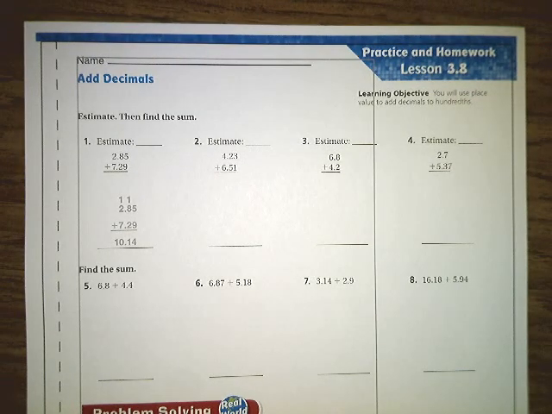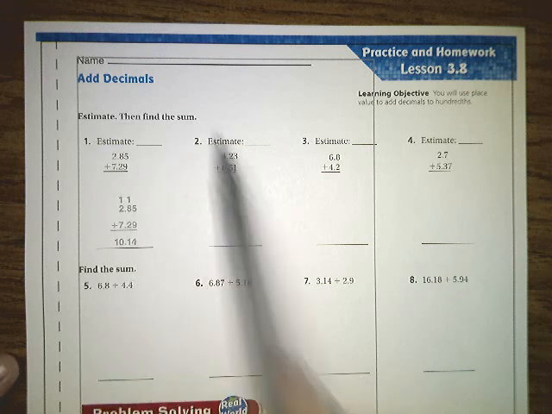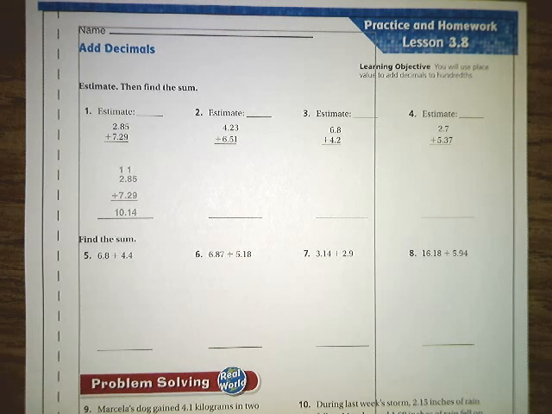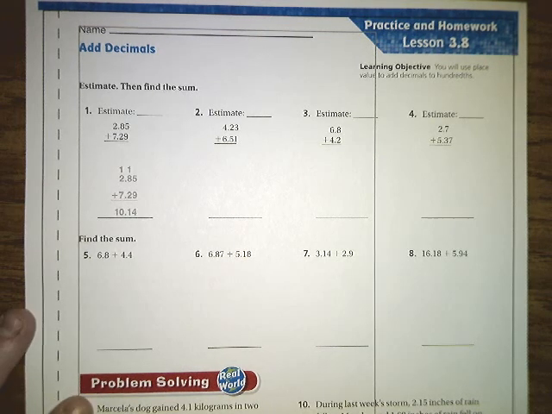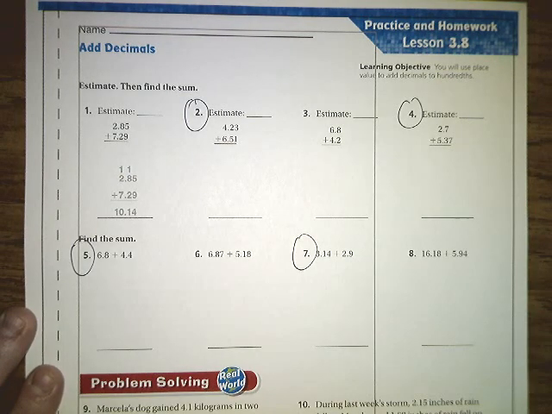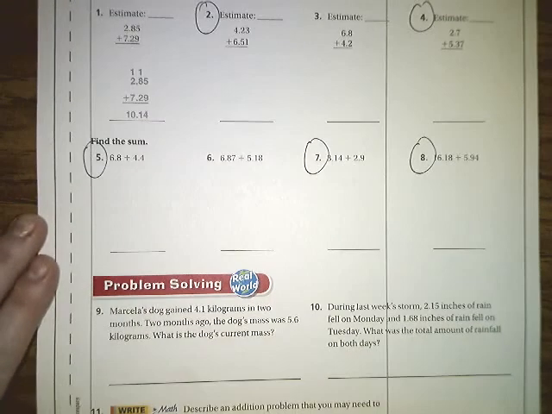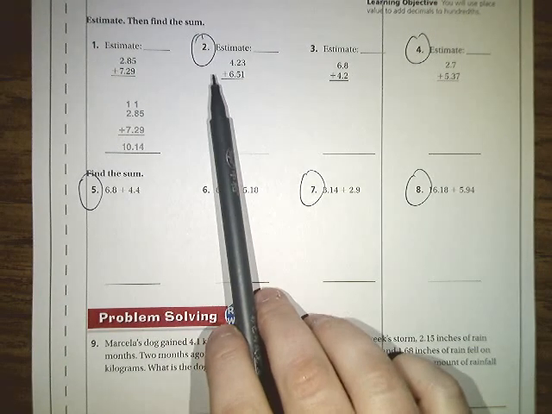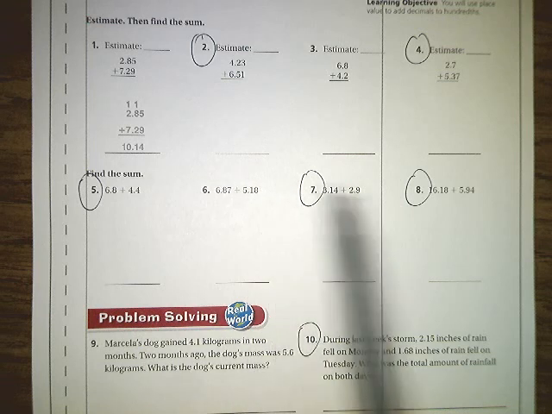All right, we are going to move on to our practice and homework page. I'm going to circle the problems that you need to work on for practice and homework. Okay? Just notice that 1 through 4 says to estimate, then find the sum, so I will expect you to find an estimation. Okay? 5 through 8 just says to find the sum, and then 9 and 10 you'll read and figure that out. Okay? I want you to do number 2. This is page 199. 4, 5, 7, not 8, sorry, 8, and 10. So again, on page 199, you are working on 2, 4, 5, 7, 8, and 10.